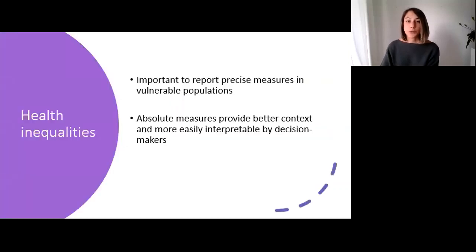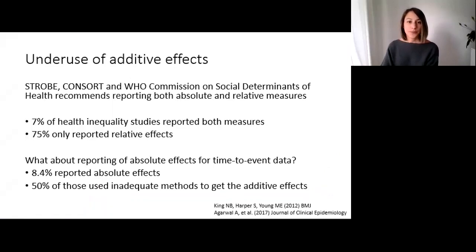Moreover, it's important to use both measures, particularly when we're looking at questions as they relate to health inequalities. This is because it's particularly important to be precise when we're looking at people who are part of vulnerable populations, because we don't want to misrepresent the conclusions, which could lead to increased disparity in already vulnerable groups. So by presenting both absolute and relative measures, we're providing the full picture for the effect. And next, absolute measures provide better context and are more easily interpreted by decision makers.